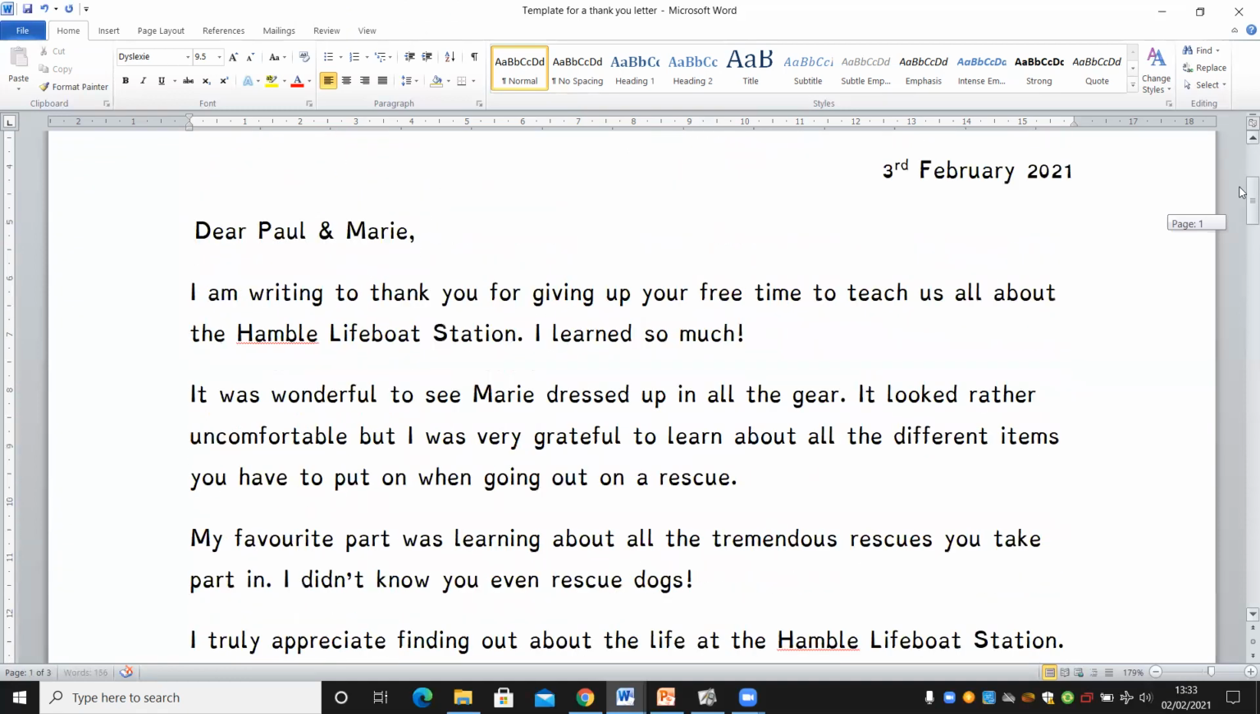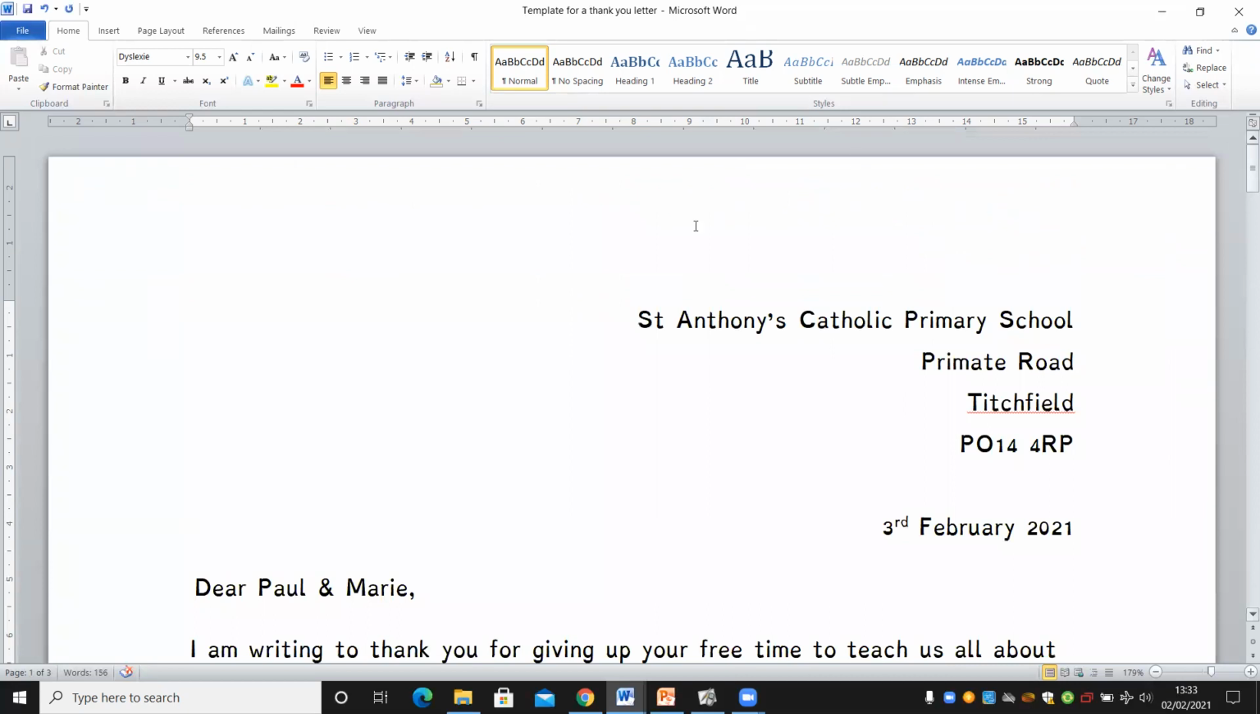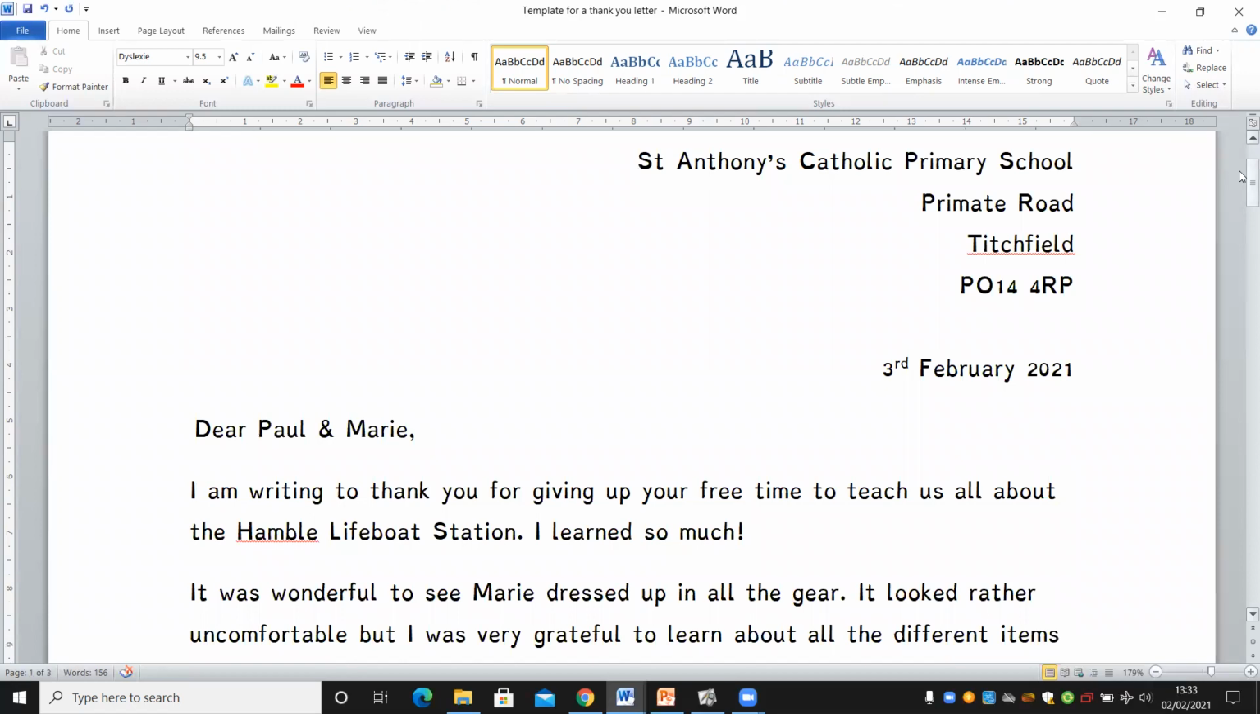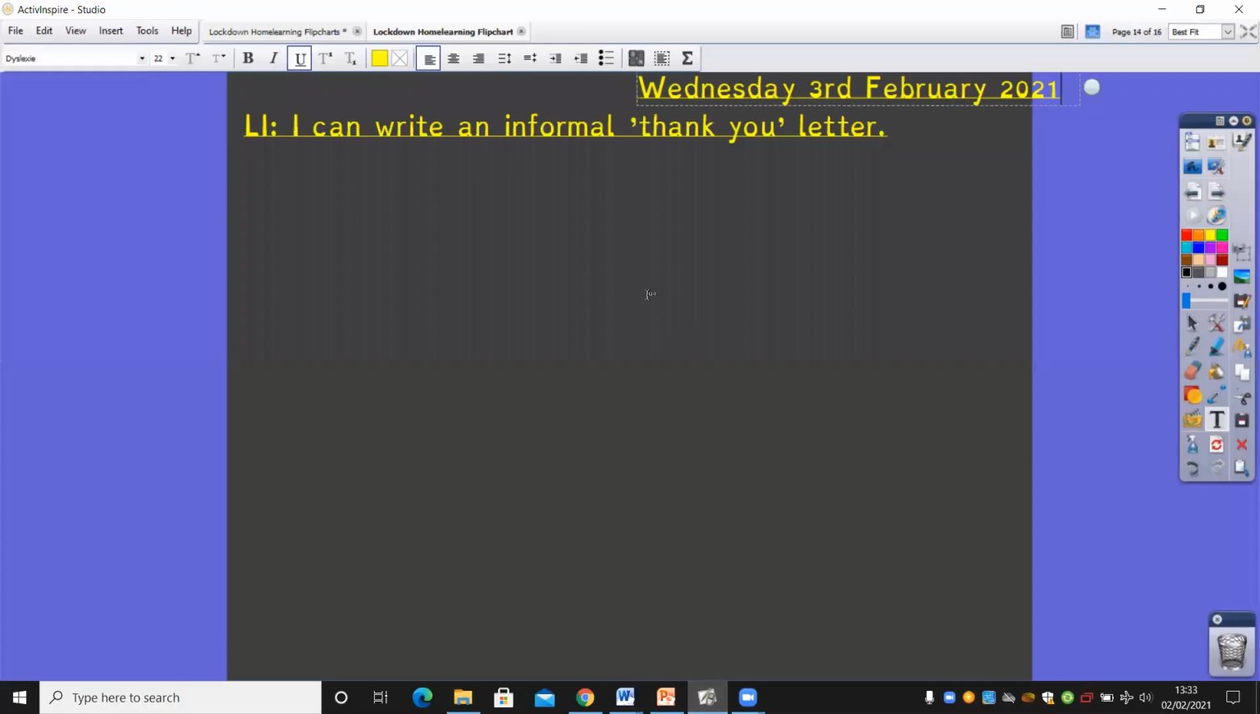Now, children, I'm going to add a Tapestry template which already has the school's address, the date, and the greeting on it. If you find it easier to use that template for your writing, please do so. I know that many of you would probably like to write everything from scratch, which you can also do, but I am going to include a template to give you the option. So today's task, again, children, is to write an informal thank you letter to Paul and Marie at the Hamble Lifeboat Station.